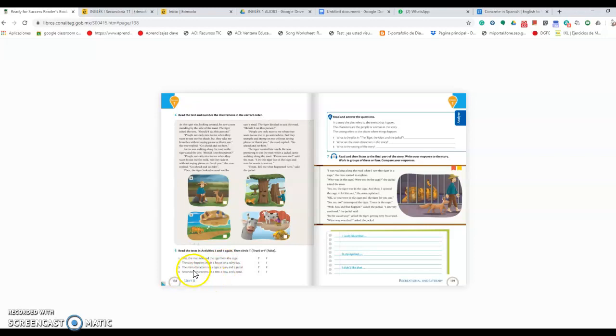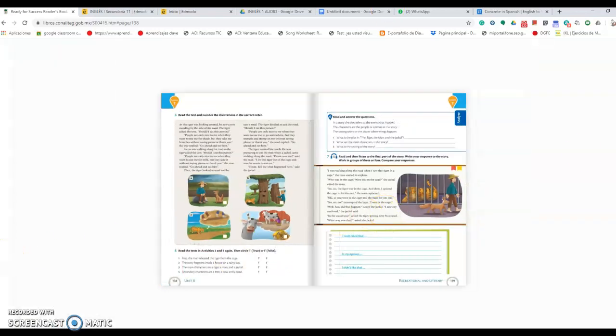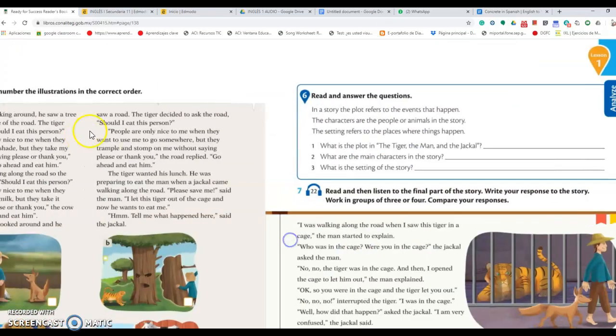Number 3, the main characters. Remember what characters are? Characters are personajes. The most important characters are a tiger, a man, and a jackal. Yes, of course, that's right. It's true. These are the main characters. Now, number 4, secondary characters are a tree, a cow, and a road. Yes, that's the answer. Those are called secondary characters, and that's true. Very good. I hope you don't have any questions, but if you do, please write me a message.